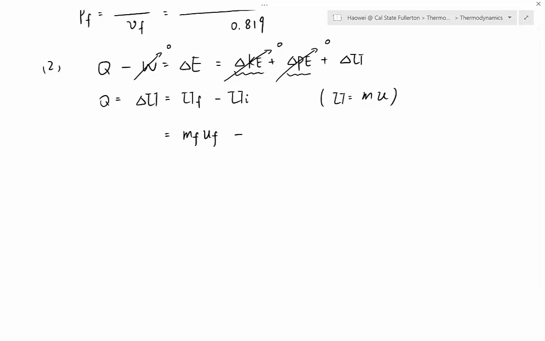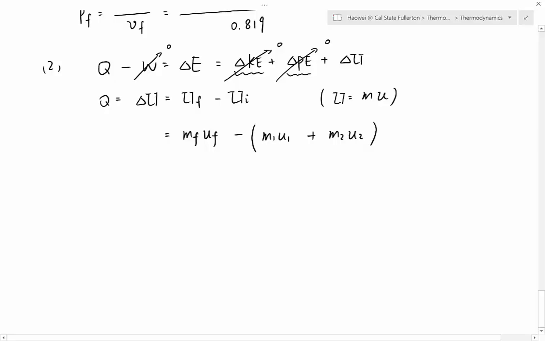For the initial state, 1 and 2, they are separated. So you need two terms. One term for container number 1 and the second term for container number 2. So for container number 1, it will be M1 U1. For container number 2, it will be M2 U2.